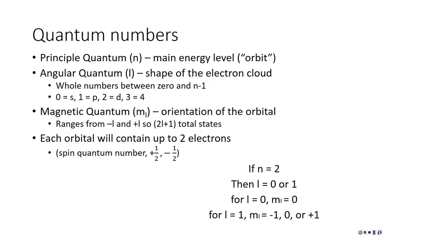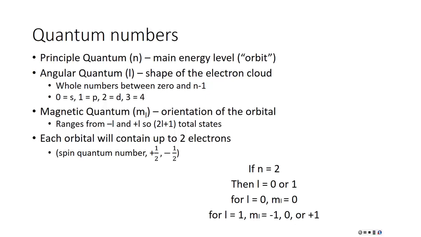Okay, so these are the rules. If we look at something that has a principal quantum number of 2, so if n is equal to 2, then L is either 0 or 1, because it goes from 0 to n minus 1, so it's 0 or 1. For L equals 0, ML is 0, because ML is negative L to L, so if L is 0, it's just 0. And then finally, L equals 1, which would be this component, you end up with a minus 1, a 0, and a plus 1.